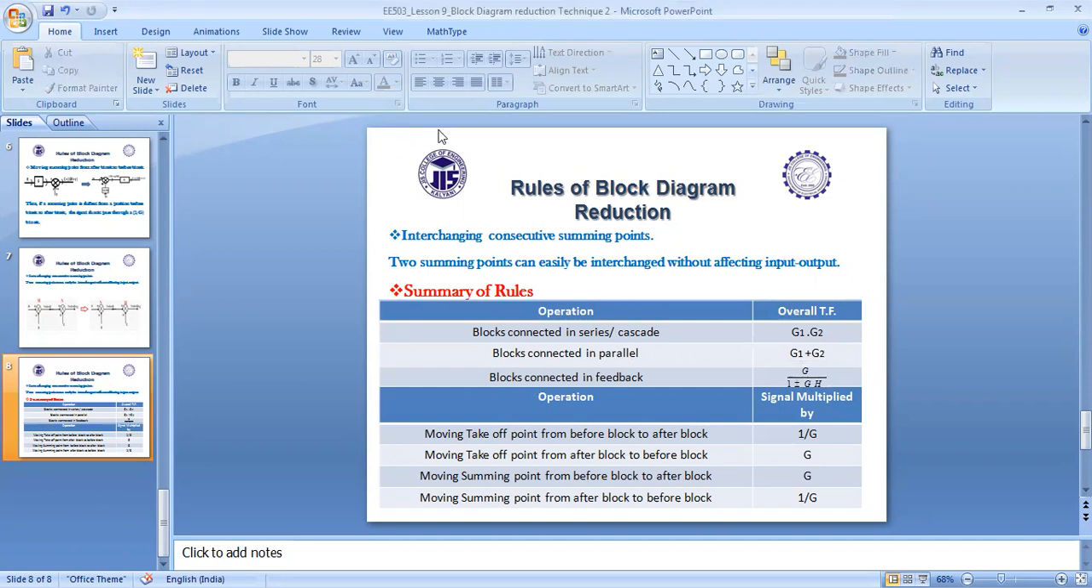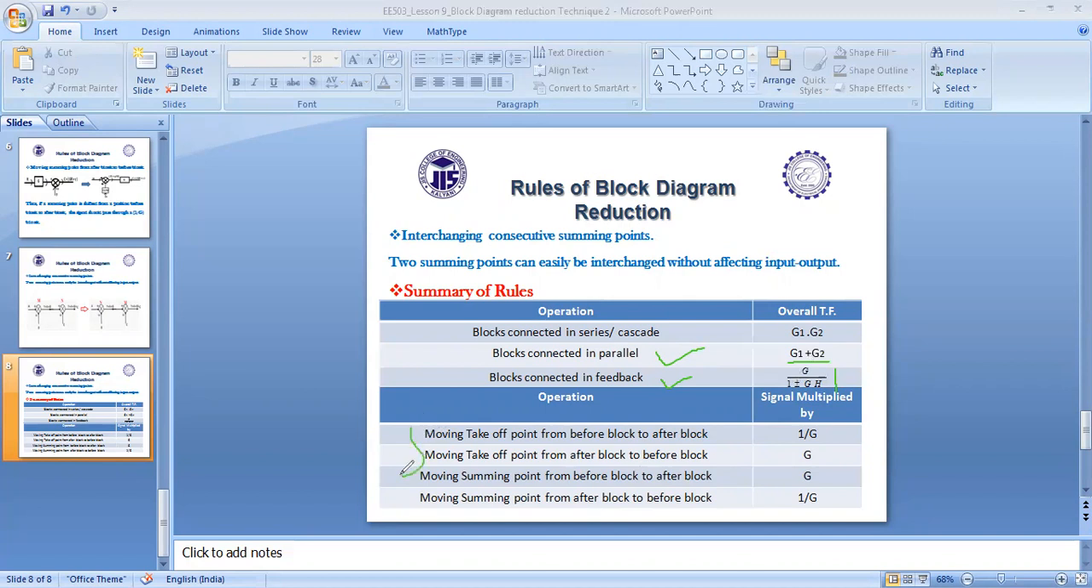If two blocks are connected in parallel, then the overall transfer function will be G1 plus G2, or it can be G1 minus G2 depending on the summing point side, terminal side. If blocks are connected in feedback, then the overall transfer function will be G by 1 plus GH. If feedback is entering the negative terminal, then the overall transfer function will be G by 1 plus GH. If feedback is entering the positive terminal, then it will be G by 1 minus GH.